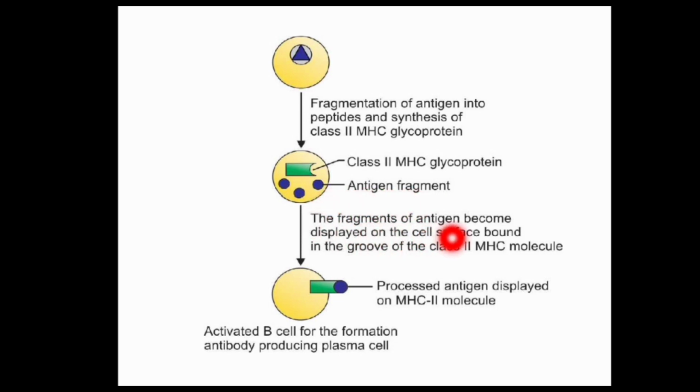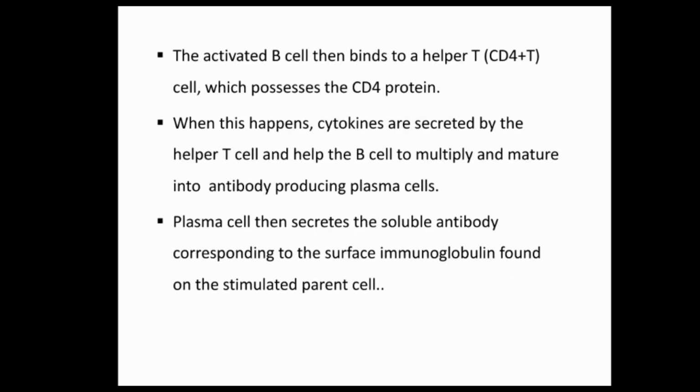These fragments of antigen become displayed on the surface, bound in the groove of the class 2 MHC molecule. It forms processed antigen displayed on the MHC 2 molecule. So it is the activated B cell for formation of antibody producing plasma cells. The activated B cells then bind to helper T cells, which possess CD4 protein.